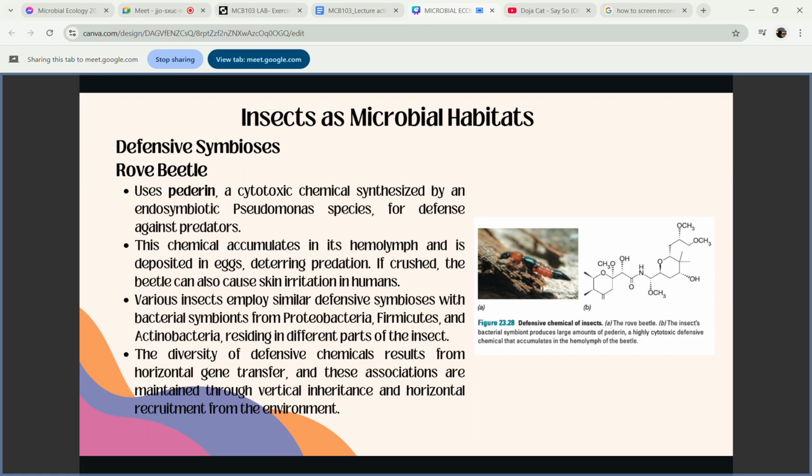For defensive symbiosis, in rove beetles, they use pederin, a cytotoxic chemical synthesized by an endosymbiotic Pseudomonas species, for defense against predators. The chemical accumulates in the hemolymph and is deposited in eggs, deterring predation. If crushed, the beetle can also cause skin irritation in humans. These defensive chemicals can result from horizontal gene transfer. So next slide, please.